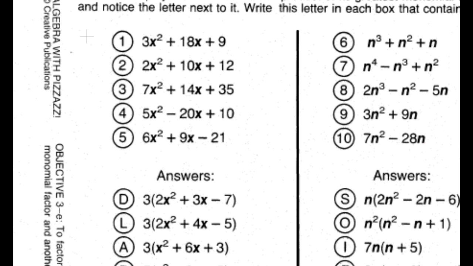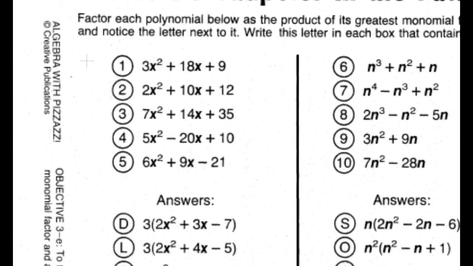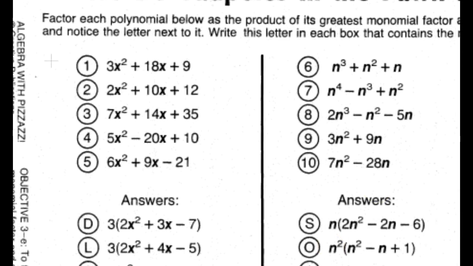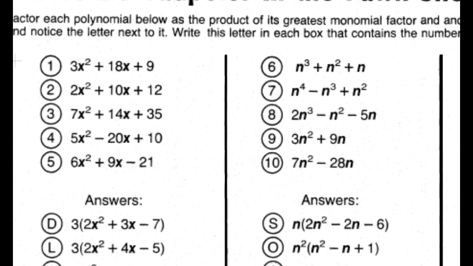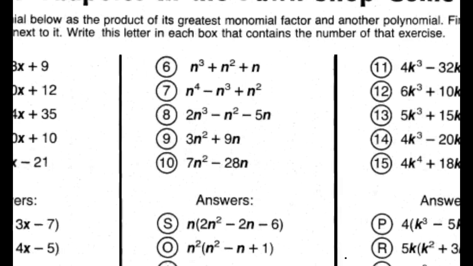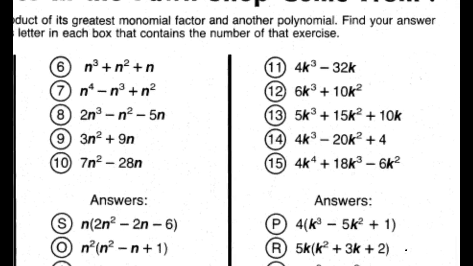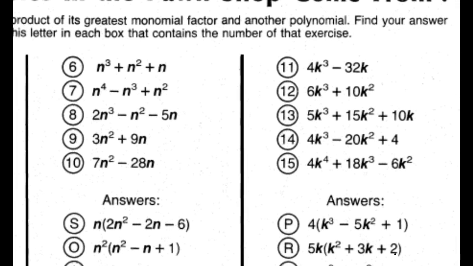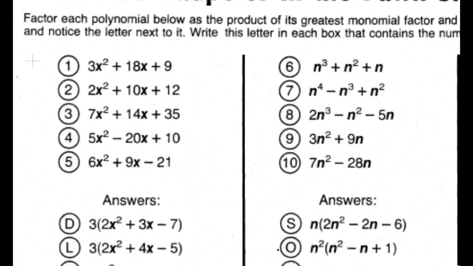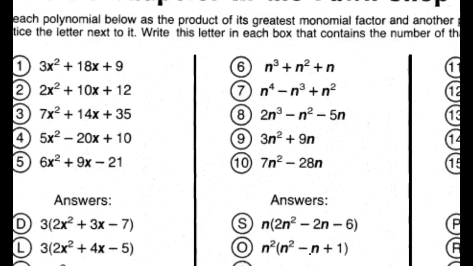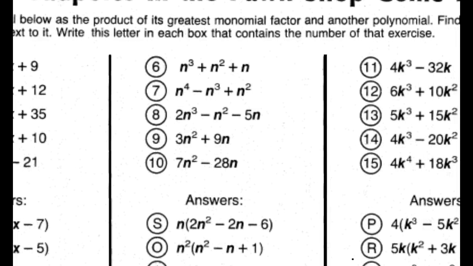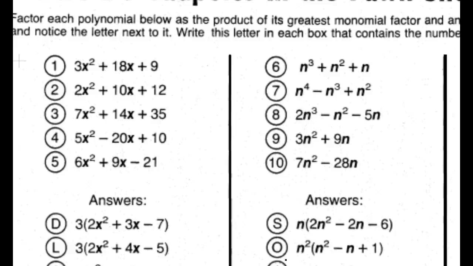There we go. Three directions. Factor each polynomial below as the product of its greatest monomial factor and another polynomial. Basically, find the GCF. Find your answer, and notice the letter next to it. Write this letter in each box that contains that answer.